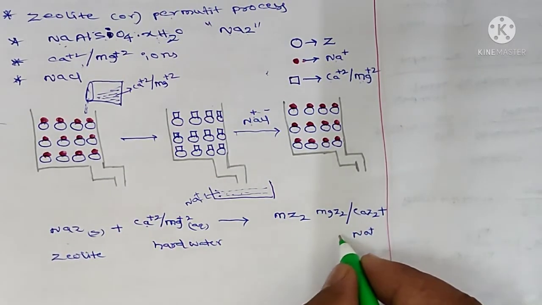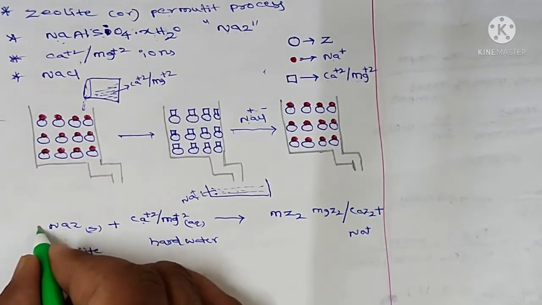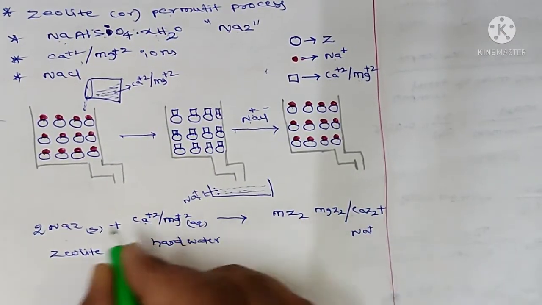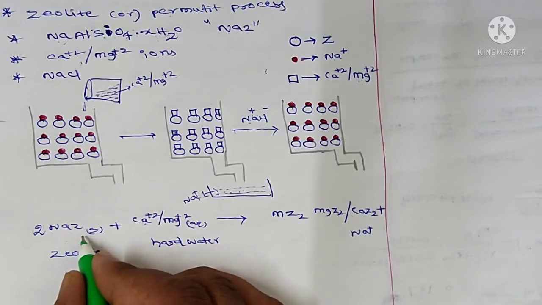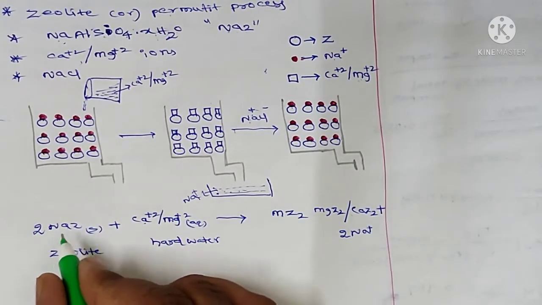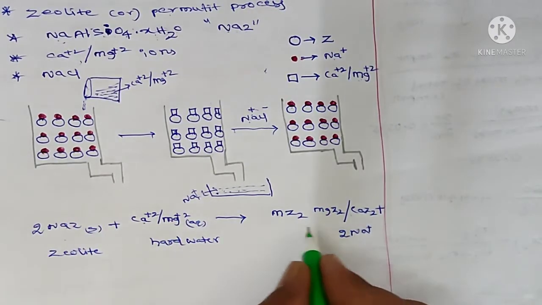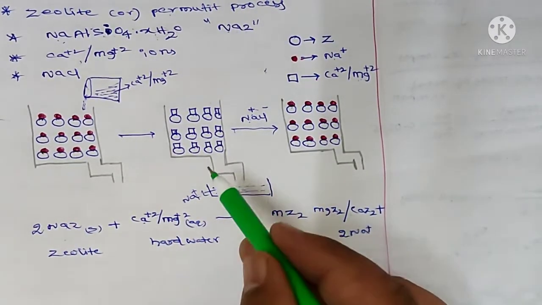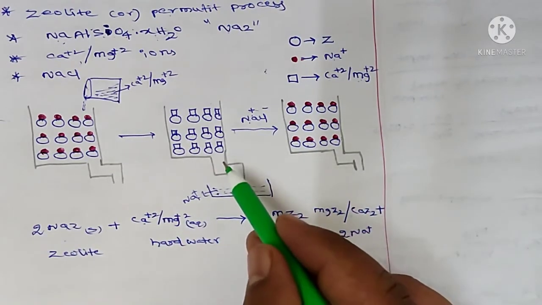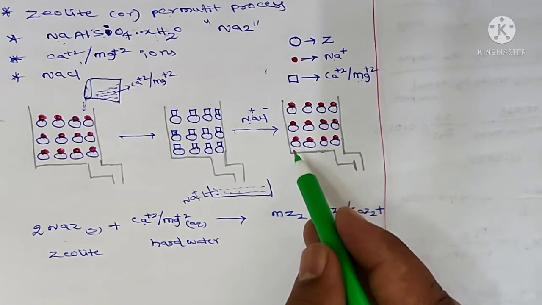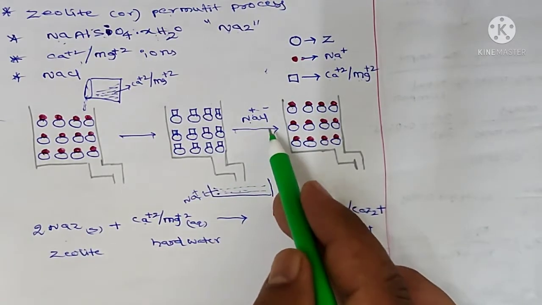So balance that equation. Here we have to take 2 here. Now here I am taking 2 sodiums and 2 sodiums. Now it is a balanced equation. And next, during that process, that zeolite will be consumed. We can regenerate that zeolite by using the NaCl.